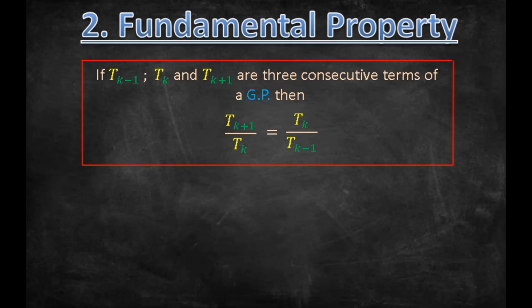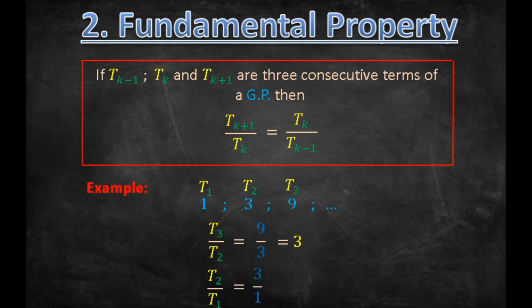Let's again take the example of the sequence 1, 3, 9, etc. So we have term 1 which is 1, term 2 which is 3, and term 3 which is 9. Term 3 divided by term 2 is 9 divided by 3, which is 3. And term 2 divided by term 1 is 3 divided by 1, which is also 3. So from this we can see that term 3 divided by term 2 is the same as term 2 divided by term 1.